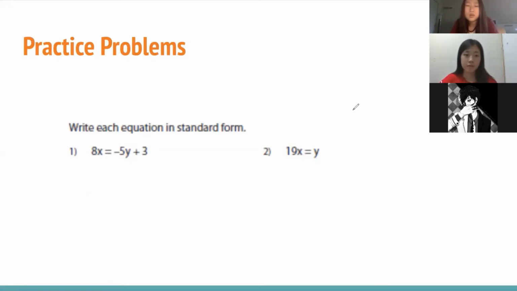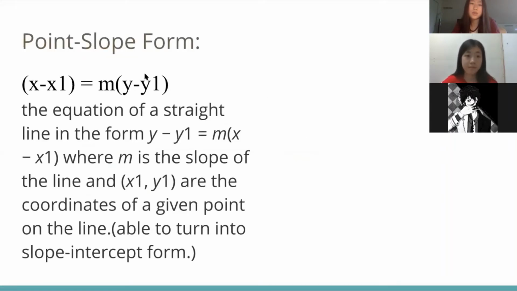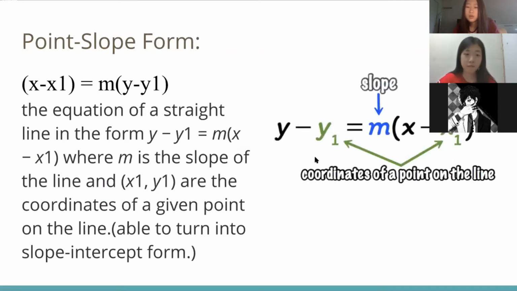Okay, we're going to go on to the other side. It's the last formula we have, which is parentheses x minus x1 equals m times parentheses y minus y1. In this case, x1 and y1 are the actual numbers from the line you have, and x and y are just variables. But x1, y1 would become numbers when you're plugging them in or solving. And m is the slope of the line.